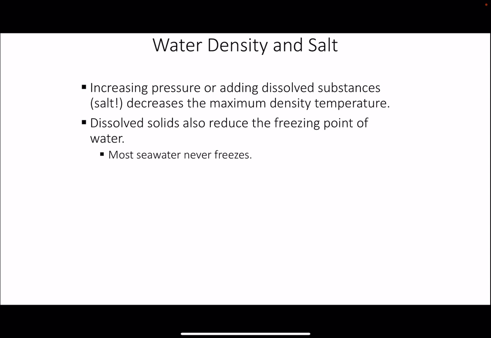But of course, in the ocean we're not talking about pure fresh water, we're talking about salt water. And the other thing about the ocean is not all the water is at the surface. Some of it is at the bottom of the ocean. So we have to think about the impacts of increasing pressure, so what happens when you're at the bottom of the ocean, and the impact of adding salts. Both of these, adding pressure and adding salts, decrease the maximum density temperature. What that means is dissolved solids or salts reduce the freezing point of water. This is why seawater doesn't freeze as often as you might think, like at the poles, why it isn't completely ice covered. It's because it's salty.